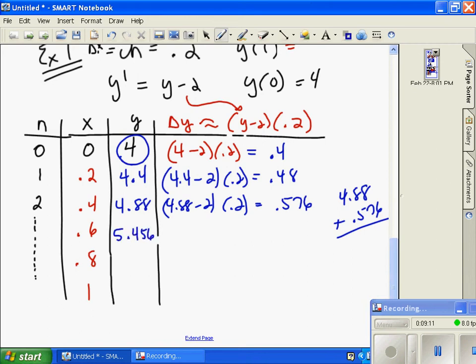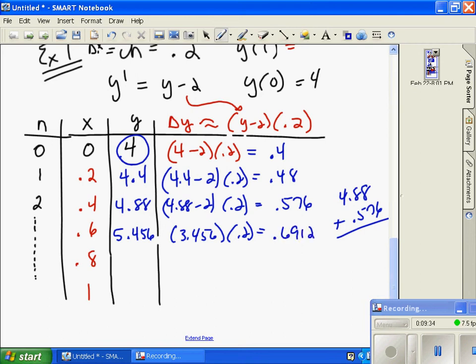5.456. So if you ever hear people talk about finding your differential using tables, this is what they're doing. They're actually using Euler's method. A lot of times I will not write down 5.456 minus 2. I'll just go ahead and write 3.456 times 0.2. I did that on my calculator and I got 0.6912.